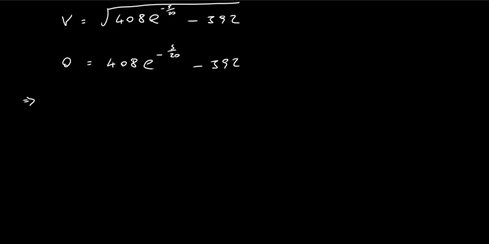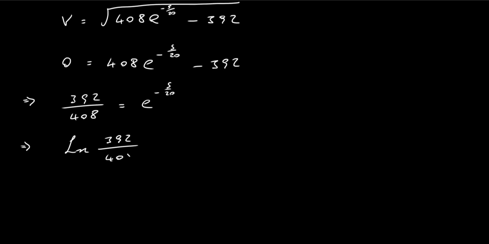So what I'm going to do is bring this over to the other side and then divide by 408. So I've got 392 over 408 is equal to e to the power minus s over 20. Now if we get the log of both sides, we've got the log of 392 over 408 is equal to, well, if you get the natural log of this side, you just end up with minus s over 20. So all I've got to do now is multiply by minus 20 both sides. So I get minus 20 log 392 over 408 is equal to s.